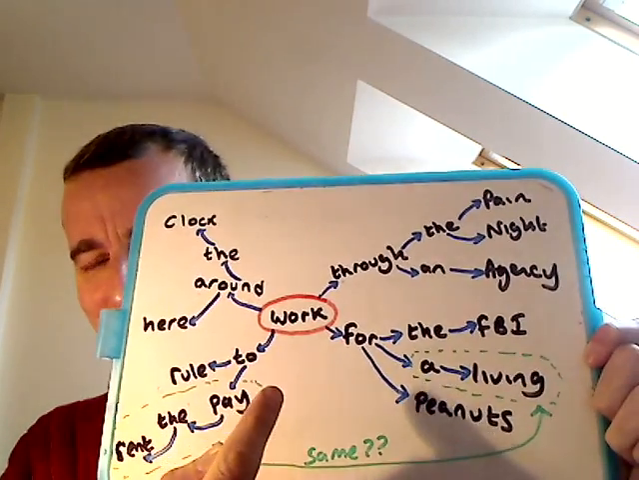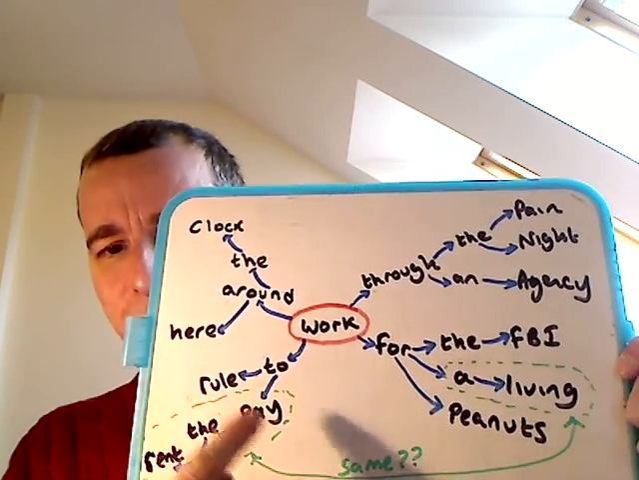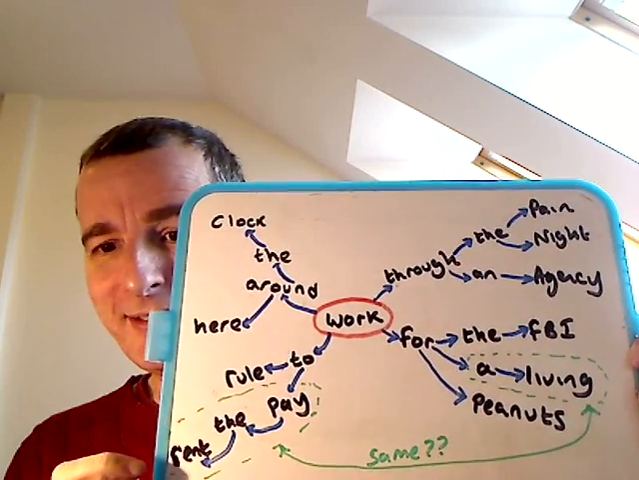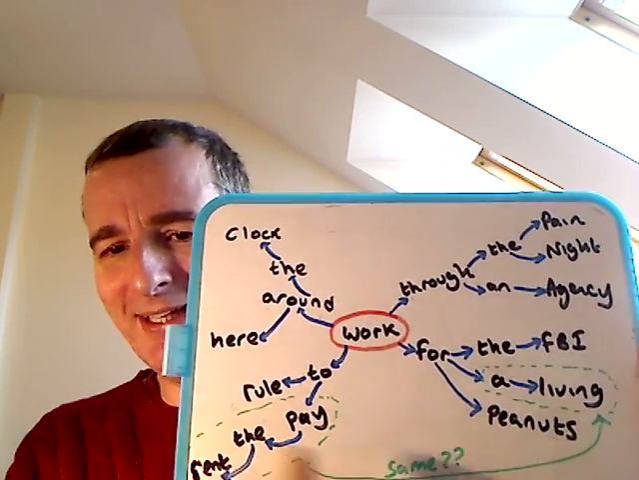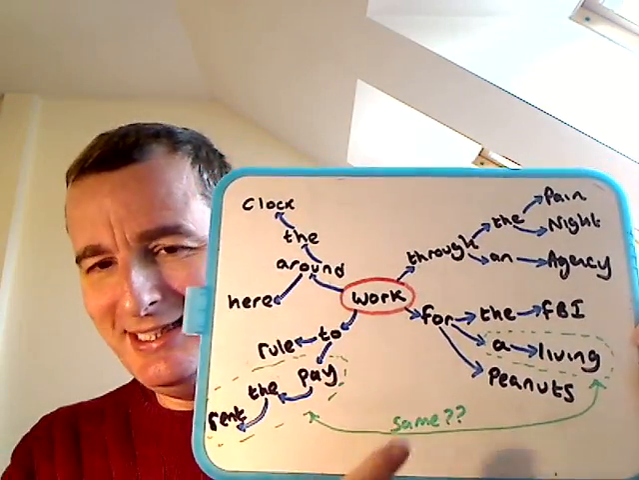Here's another one that I thought of since writing that list earlier. Rule, I work to pay the rent. Now, is that the same as working for peanuts? Is that the same as working for a living? Good question. So I've put a question in here.